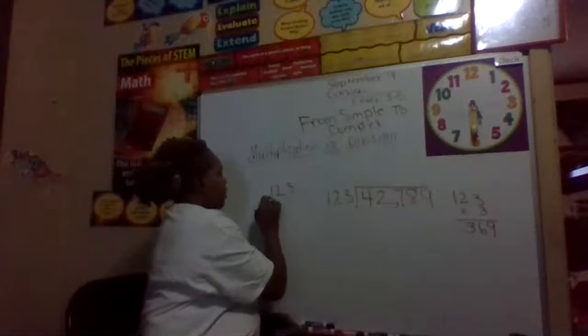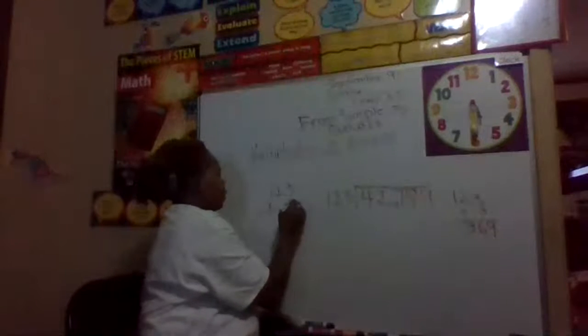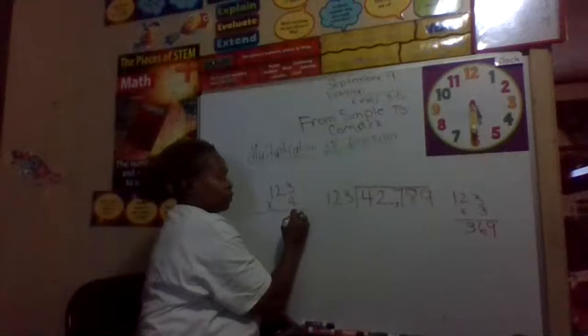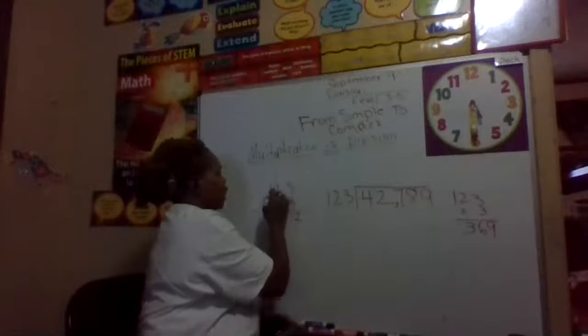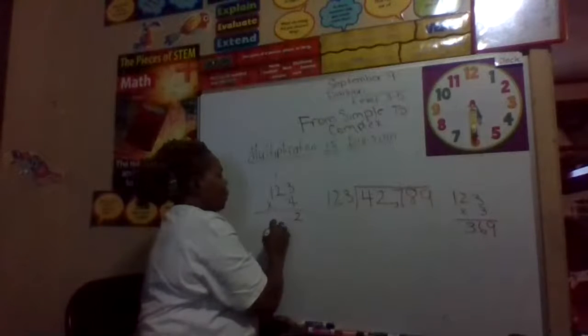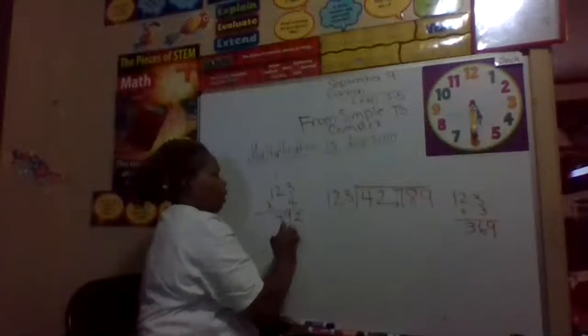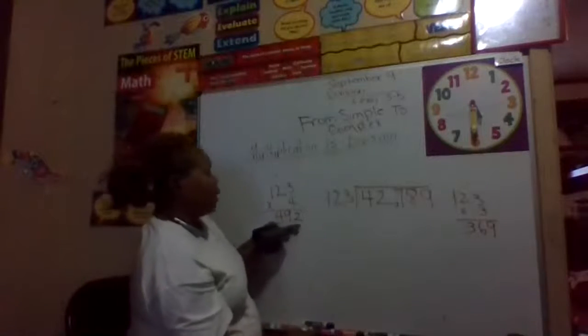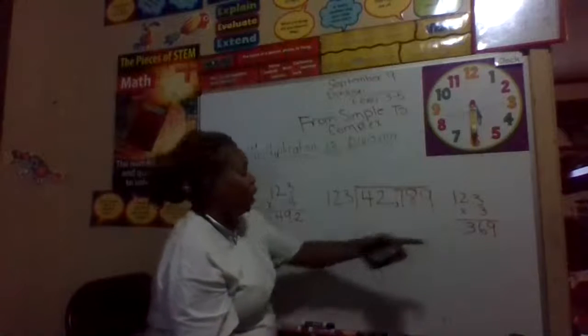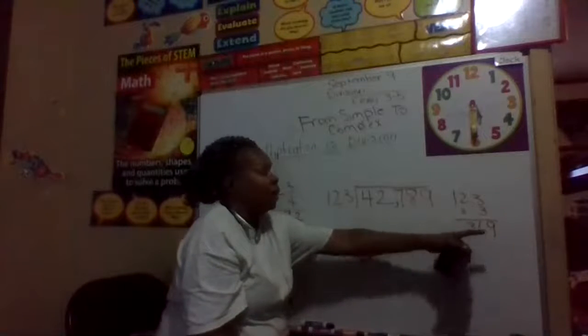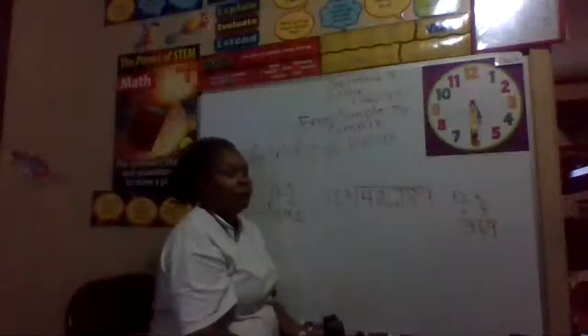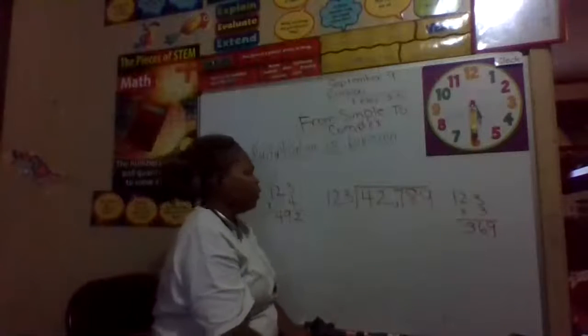123 times 4. 3 times 4 is 12. 2 times 4 is 8, plus 1 is 9. 4 times 1 is 4. That's 492. That's too much, right? So we have to go with our first choice. So it's going to be how many? 3.